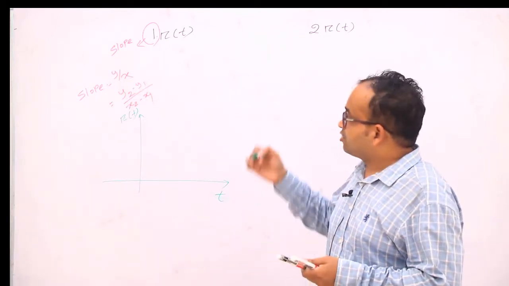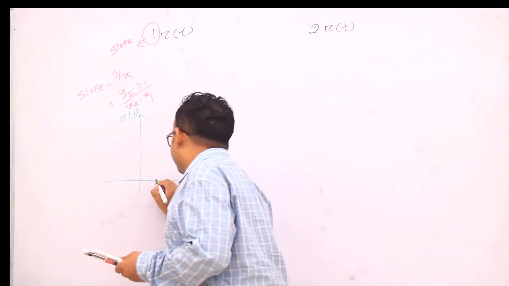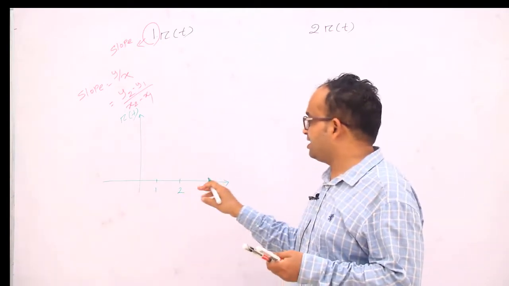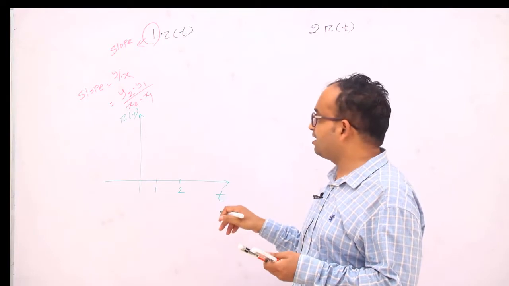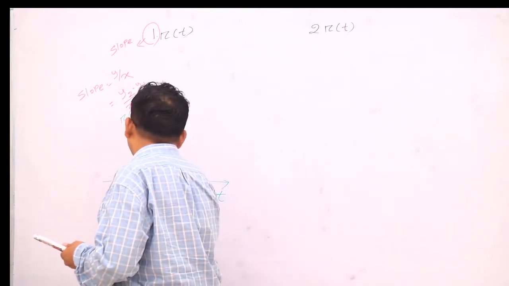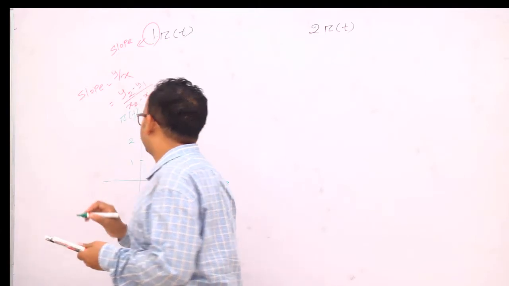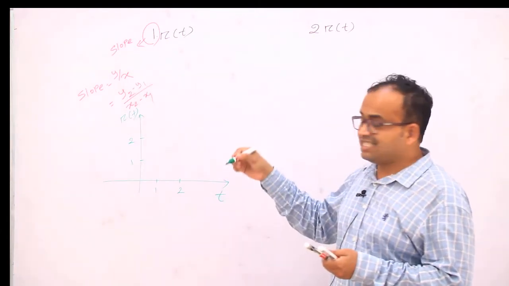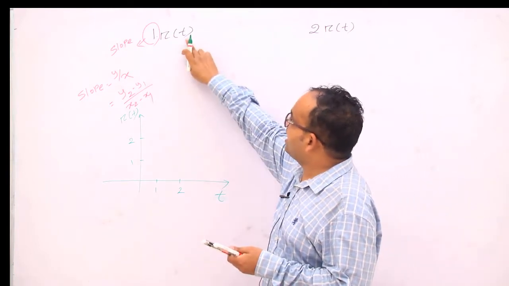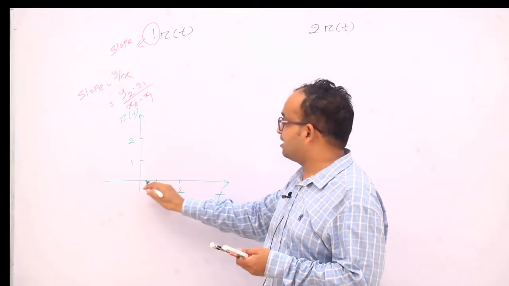So slope equal to 1 means, yeah, I can take some points. 1, 2. I am taking 2 units in the time axis. Similarly, I can take 2 units in the y-axis. This is 1, this is 2. Now, as it is a ramp signal, we start from the origin, because there is no shifting. R of t, no shifting. So it will start from the origin.